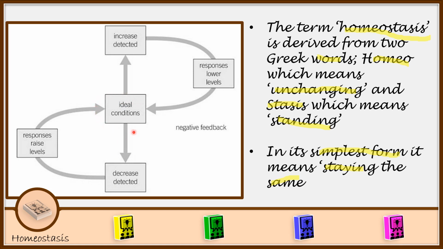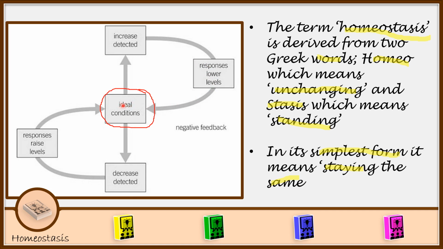We have the ideal condition in the middle, and this is the normal condition where the system is supposed to be. But in any case, the ideal condition can shift positively, moving upwards, or negatively, moving downwards. So if the condition increases, there will be a detection of the increase, and when the increase is detected, there will be a response to lower the level to go back to the ideal condition, thereby maintaining the system constant.